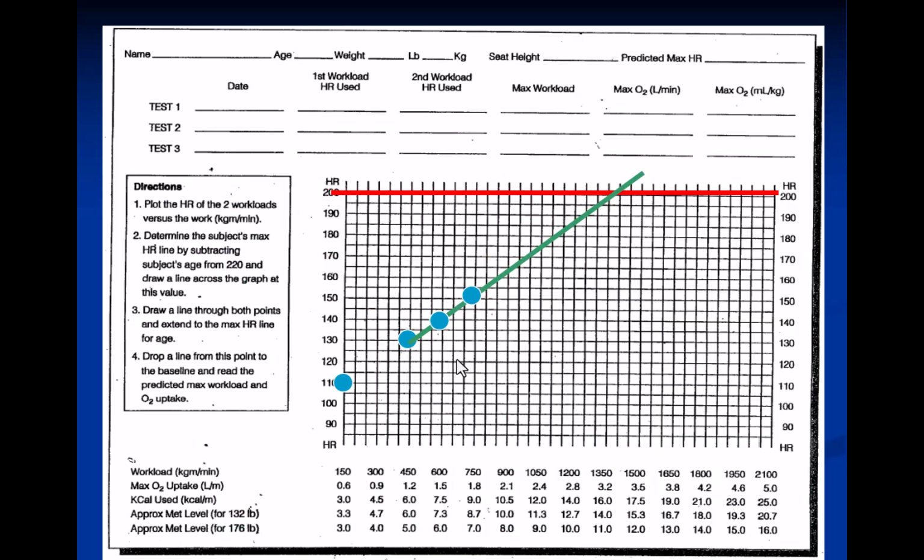So this is actually data from an actual test that I put together. So you can see they did 4 stages, and I extrapolated a line. If these dots don't all line up, if the heart rate seems a little less than linear, generally you want to use the last two to make sure at least those are consistent. And then you draw the line up, cross the 220 minus age or estimated max heart rate line, come straight down, and it'll give you the estimated max workload.